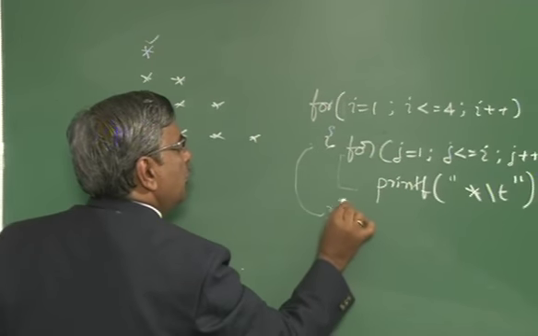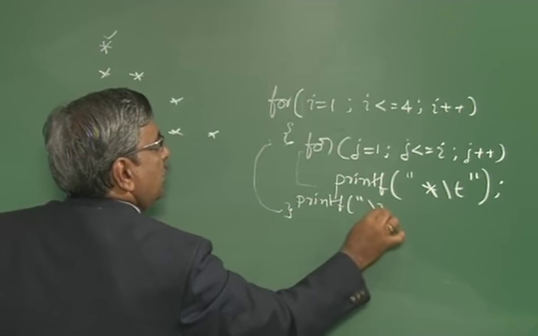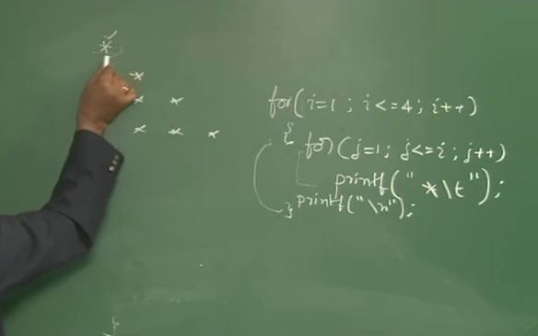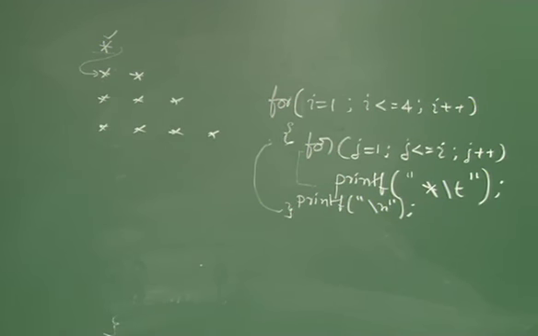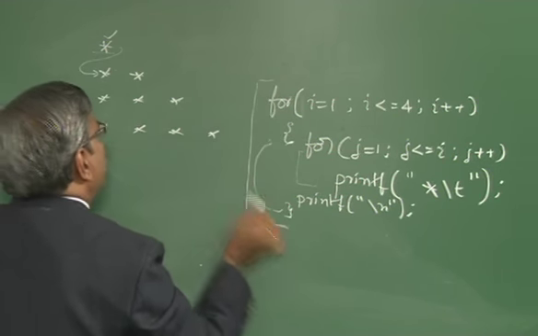Hence you have to introduce one statement, that is printf("\n"). This helps in making the next statement start printing from the new line after the first line is printed. So this is how you can take control of printing the stars.